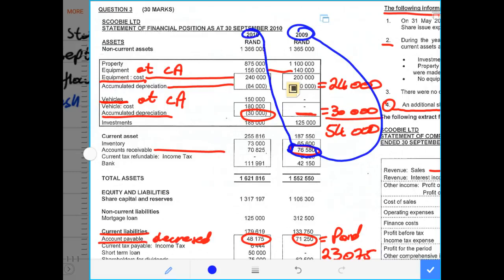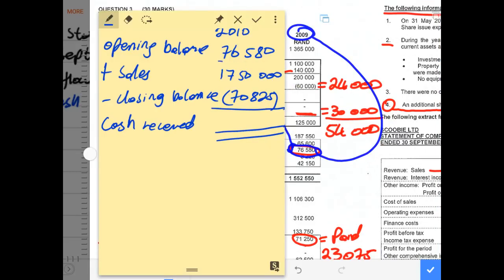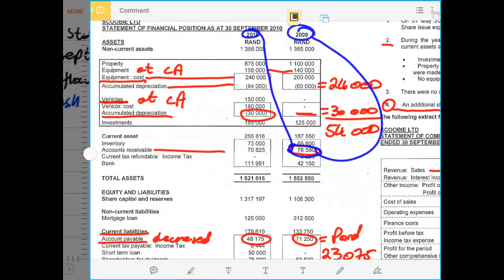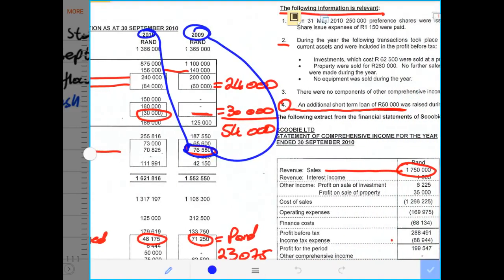So that is why we take the 76,580 as the opening balance, because it's the opening balance for 2010. Then we add our sales, I want to emphasize this. Remember, these are the sales that were made during the year. And we also assume that all the sales were made on credit. Take note of that. That is our assumption.